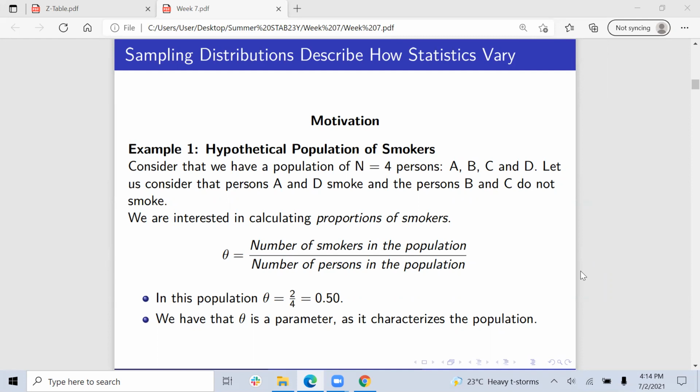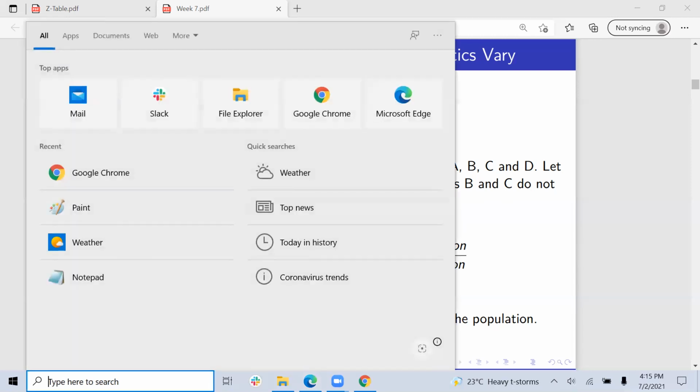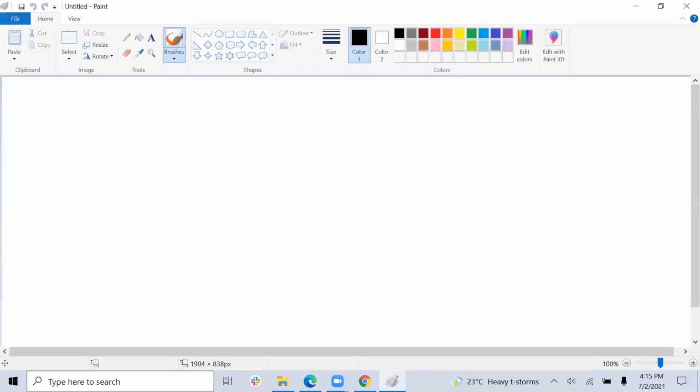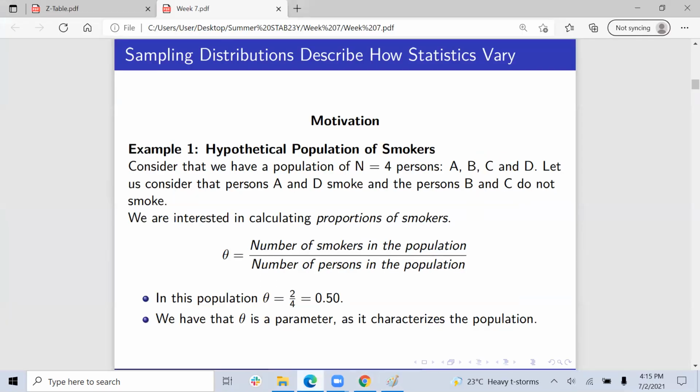So example 1, again, a hypothetical population of smokers. Let's suppose we have a very, very finite population of size 4. It's so finite it's almost contrived, but it lends a hand for illustration because it's so small. I can manipulate different samples of size 2. I'll show you how it's working.